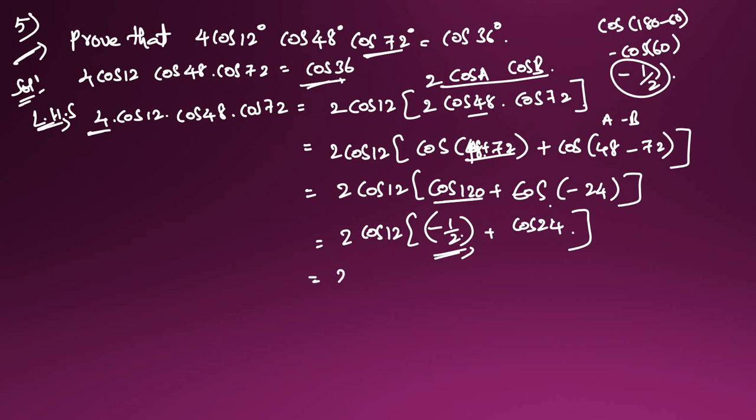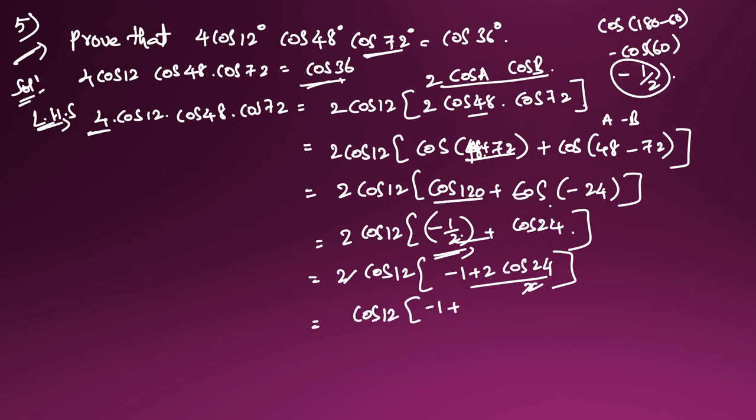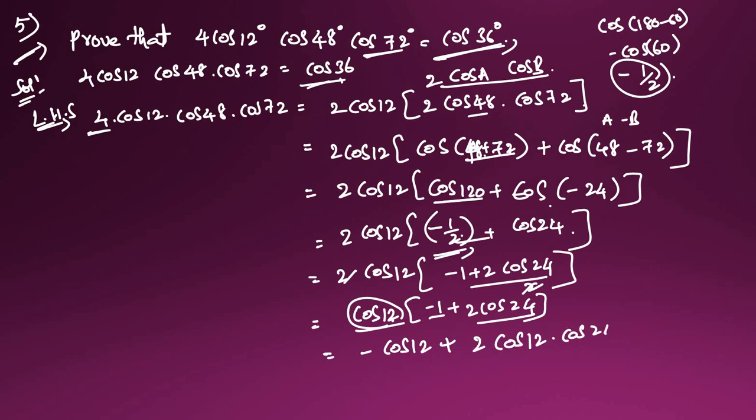Now here 2 into cos 12. So taking the LCM 2, it will become minus 1 plus 2 cos 24 divided by 2 will come here. So the 2 and 2 will get cancelled here. What will remain? Cos 12 into minus 1 plus 2 cos 24 will remain here. What do we have to show? Cos 36 we have to show here. So this is minus cos 12, and plus 2 cos 12 into cos 24 will come here.